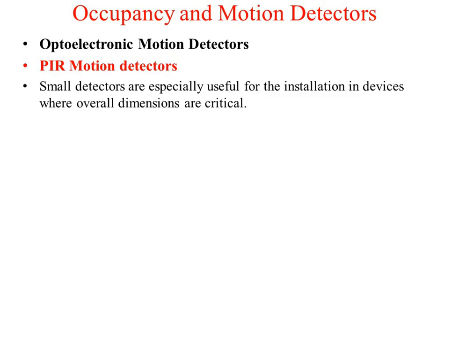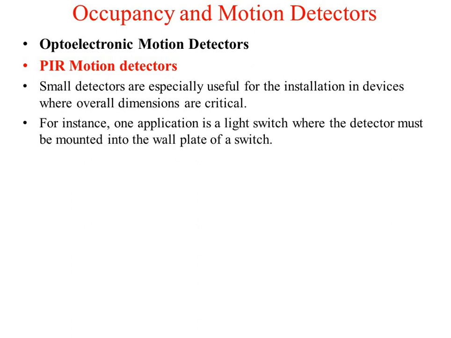Small detectors are especially useful for installation in devices where overall dimensions are critical. So whenever overall dimensions matter, a small detector is very useful. For instance, if you want to use it as a light switch, the detector must be mounted on the wall plate of the switch. The best example is the water tap I gave you yesterday. That is also one kind of example you can consider for this kind of application, the PIR sensor.